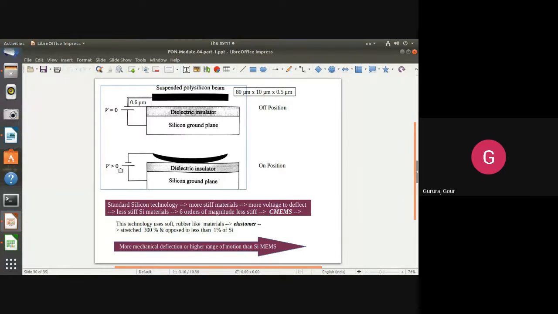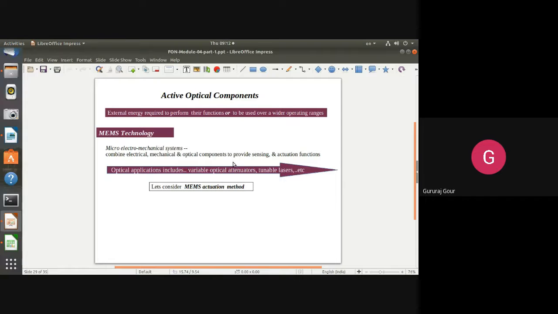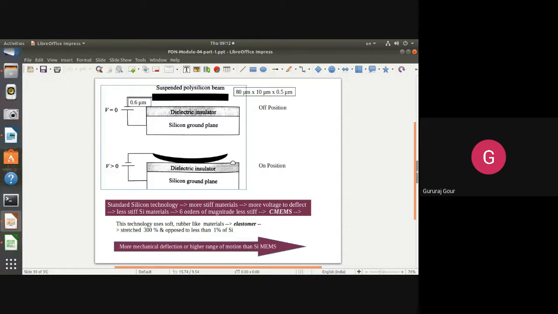So in the beginning, now suppose if you increase the voltage just beyond zero, then the beam structure will be suspended like this in a curvature fashion, and it is coming in contact with the dielectric insulator. This is going to indicate the on position. Means this is actually the off and on positions what you are observing. It is simply the beam's upward and downward motion resembling our switching action, on and off position. That is known as the actuation function. So sensing and actuation is there. In that we are observing the actuation part.